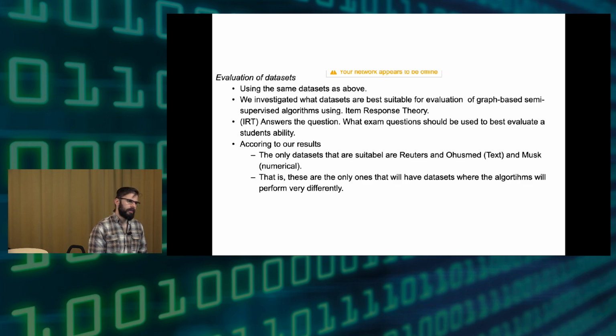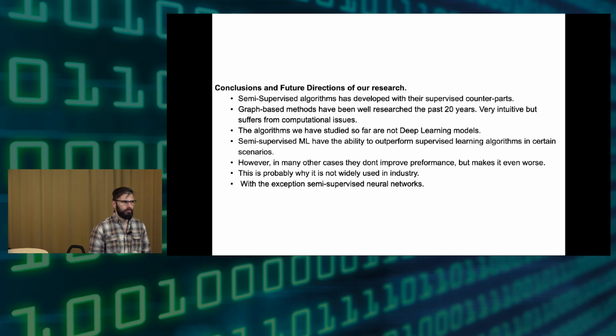And so according to our results, these two were the only ones that actually were suitable. And what I mean with suitable is that the algorithms performed very similar on the other data sets. So these data sets were the only ones where the algorithms actually performed very differently. So we did examine some benchmark data sets like MNIST and CIFAR-10, which is very common to try out, but it turns out that they are not very good for actually evaluating algorithms. So we shouldn't actually use them. So that was pretty cool.